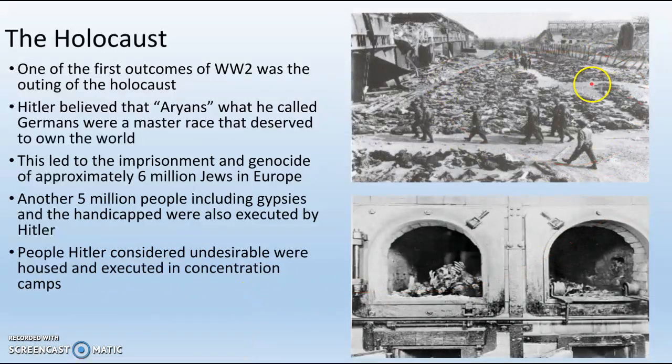Up here, we can see a picture. All of these people are actually dead. They did not live. These are American troops discovering this camp. Down here, we can see 2 ovens. After people were killed in the gas chambers, they were cremated, and that's what we can see the remains of here.